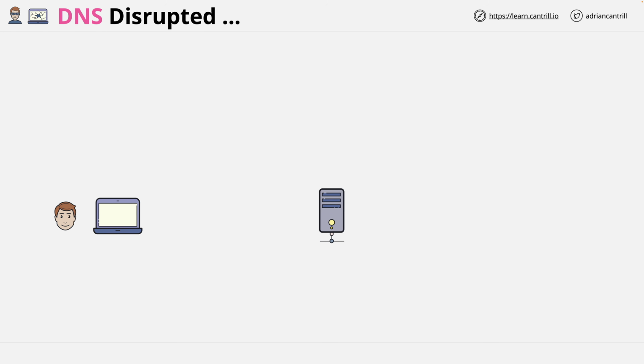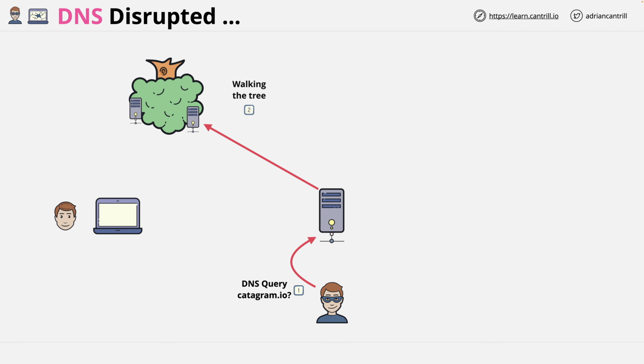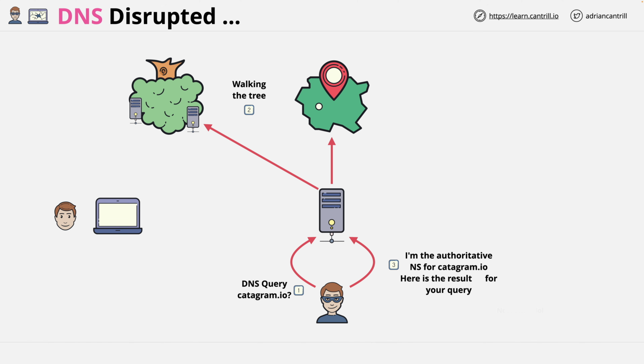But we also have a bad actor, Evil Bob, at the bottom, and in advance to perform this exploit he performs a query for catagram.io. This begins the process of walking the tree. But while that's happening, during this process where the resolver is walking the tree to get the true result, Evil Bob responds with a fake response. It pretends to be the real server.